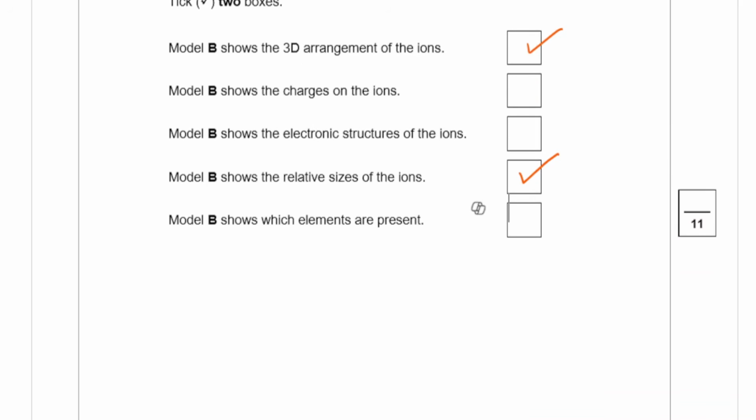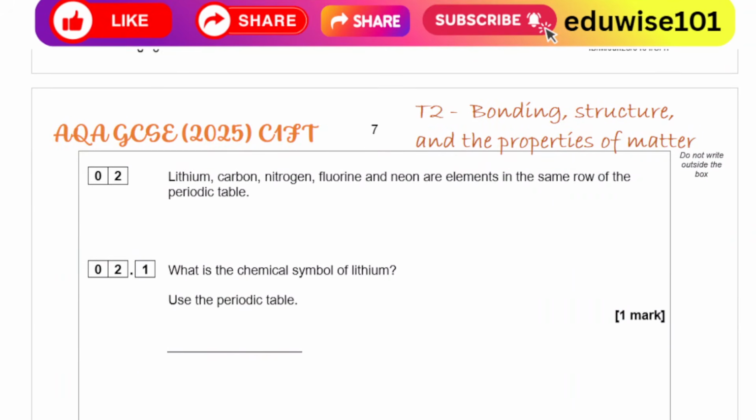That brings us to the end of question number 1. Let's have a look at question number 2. Question number 2 is on the topic of bonding, structure and the properties of matter.